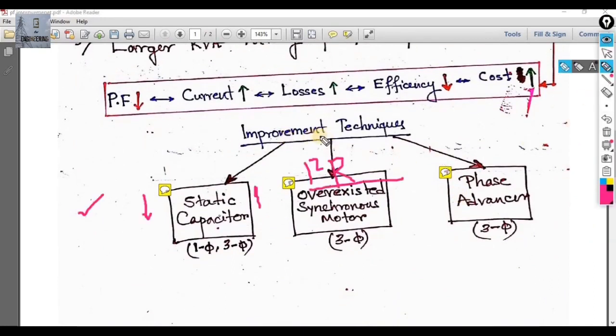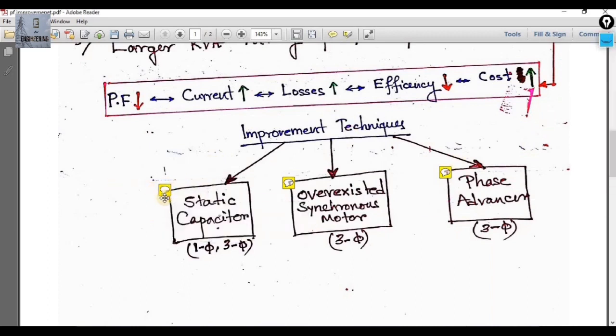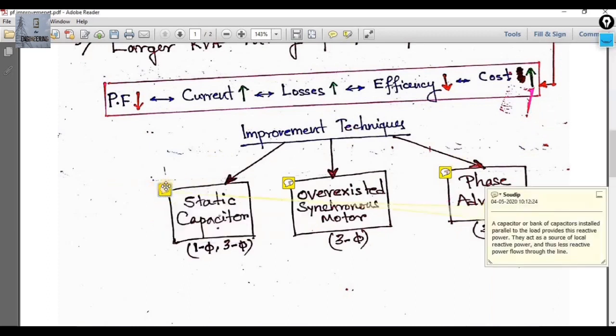So to improve the power factor, there are three types of techniques. First, static capacitor method. Second, overexcited synchronous motor method. Third, phase advancer method. For the static capacitor method, a capacitor or a bank of capacitors installed parallel to the load provides the reactive power. They act as a source of local reactive power, and thus less reactive power flows through the line.